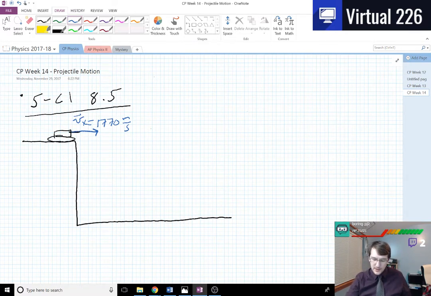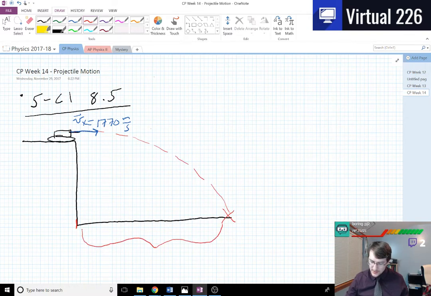The shell is actually going to land 6,520 meters from the base of the cliff. So from right here where the cannon was being fired, that shell is going to go thunk. And this whole distance right here, this is delta x. This distance is 6,520 meters.